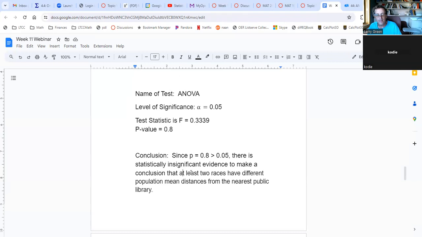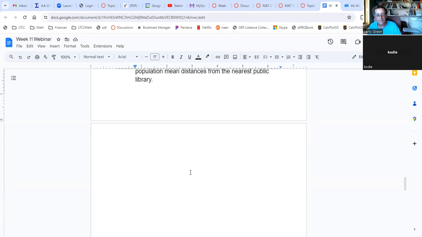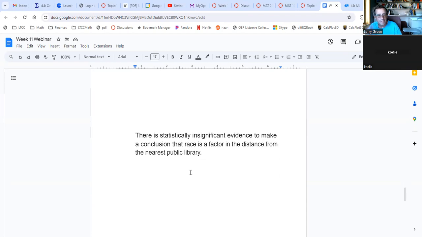So what I want to do now is go to the secret word. But I should also mention there is another way that you'll see it in the research world, and that is: there is statistically insignificant evidence to make a conclusion that race is a factor in the distance from the nearest public library. Sometimes you'll see it written that way.